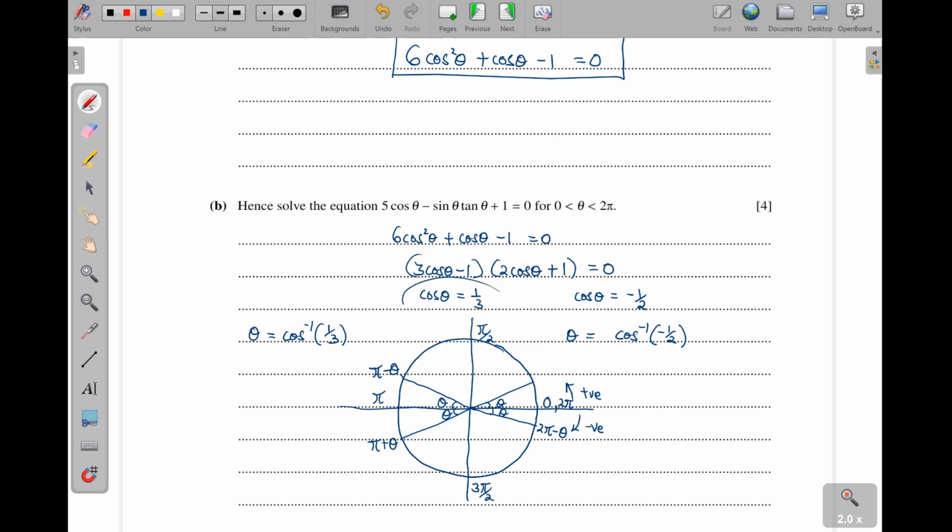Theta. Now here cosine is positive. Cosine is positive in the first quadrant and fourth quadrant. Actually here, all of them are positive. Only sine is positive in the second quadrant. Only tan is positive in the third quadrant, and only cosine is positive in the fourth quadrant. So from here, since this one here is in radians, then the calculator must be in radians.